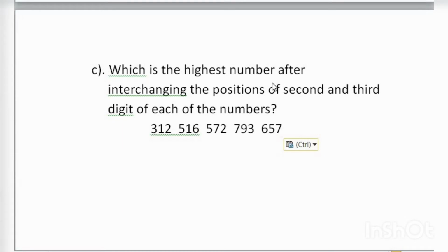Next question, which is the highest number after interchanging the positions of the second and third digit of each of the numbers? Here the second and third digit of each of the numbers are interchanged. That means 12 becomes 21, 16 becomes 61, 72 becomes 27, 93 becomes 39 and 57 becomes 75. Now the question is, which is the highest number after doing so? Is it 321? No. Is it 561? No. 527? No. It is 739. So the corresponding number is 793. So the answer is 793.